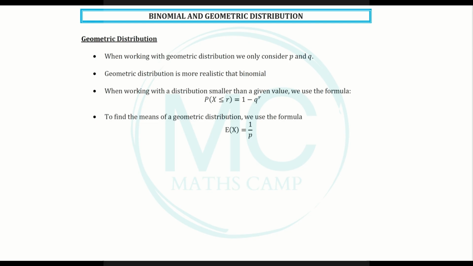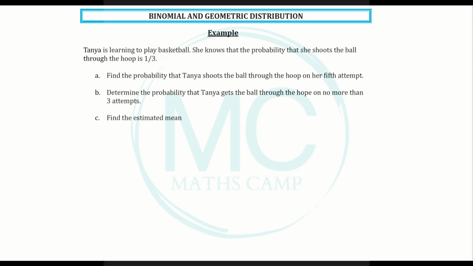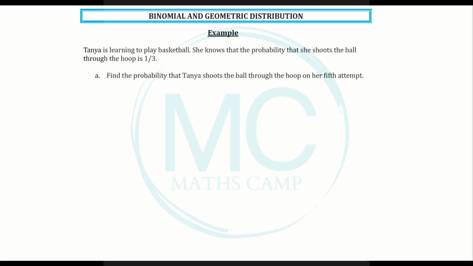Let's look at an example. Tanya is learning to play basketball. She knows that the probability that she shoots the ball through the hoop is 1 over 3. Part A says find the probability that Tanya shoots the ball through the hoop on her 5th attempt. Let's find our P and Q values. The probability that she shoots the ball through the hoop is 1 over 3. So P is equal to 1 over 3. The complement is the probability that she does not get the ball through the hoop. So Q has to be equal to 2 over 3.